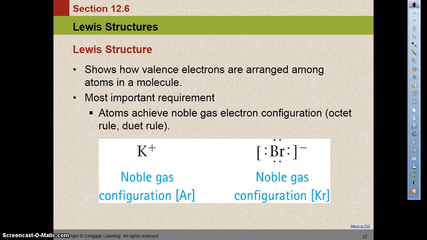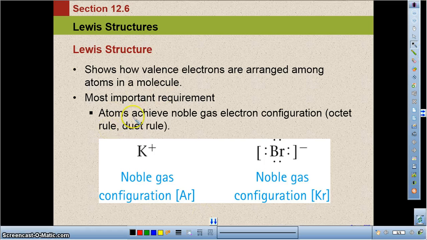For example, if we look at this example here, potassium plus becomes like the noble gas configuration of argon, where the noble gas configuration of krypton is what bromine becomes like. I'm just going to point out a couple of things here. If you look at the potassium one, you'll notice that it has a plus sign and there are no brackets and no dots, and it becomes like argon by losing electrons. On the other hand, bromine is going to gain an electron. We put these brackets to indicate we're talking about the ion, and we'll show you more about that when we show how to do types of Lewis structures.